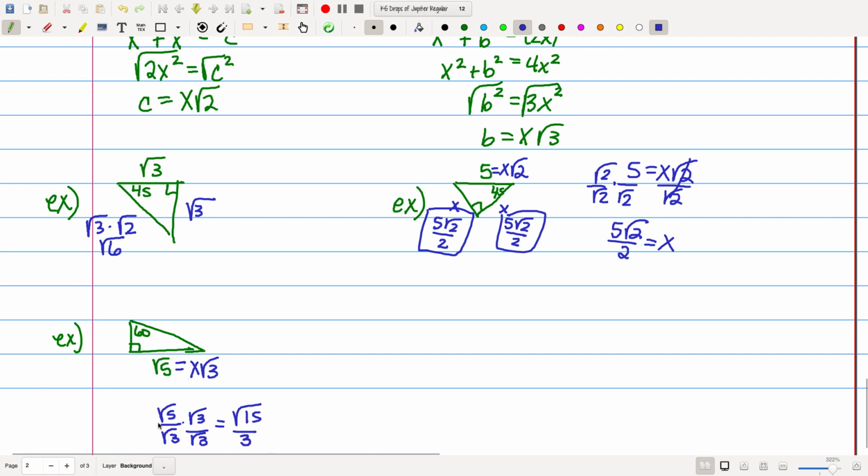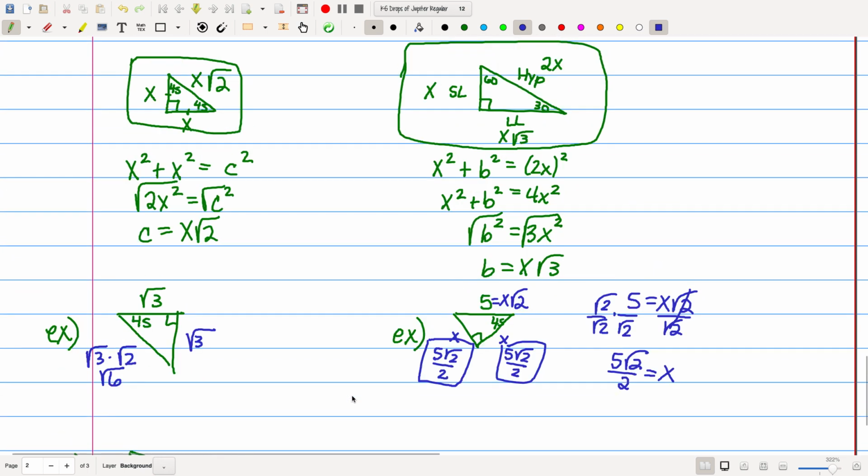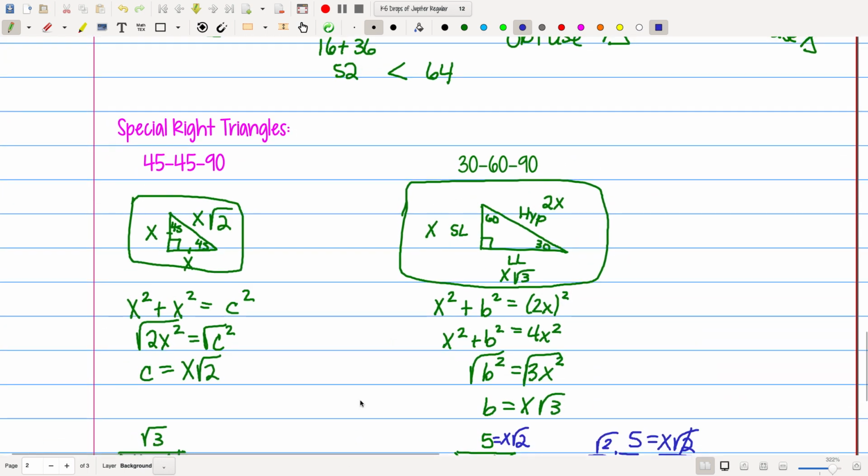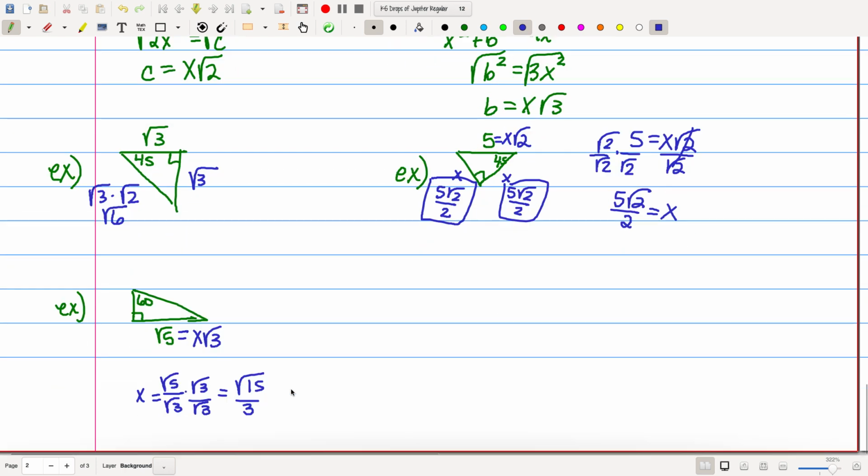But we just found x, and in our picture, remember, x is our short leg. So we just found the short leg right here to be square root of 15 over 3.